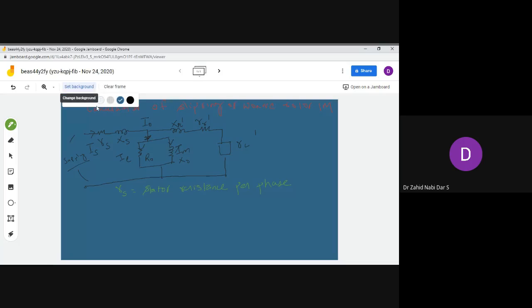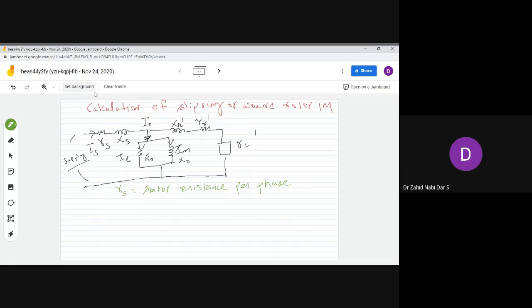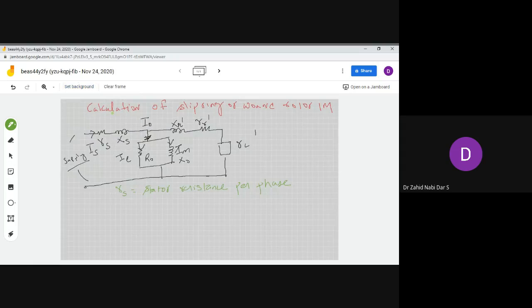No, wait, I am trying with different backgrounds. Graph, blue line will look good. No, this is good. Yeah, this is good.